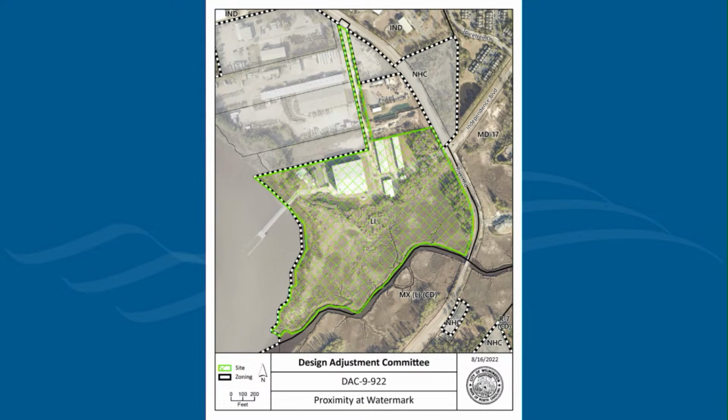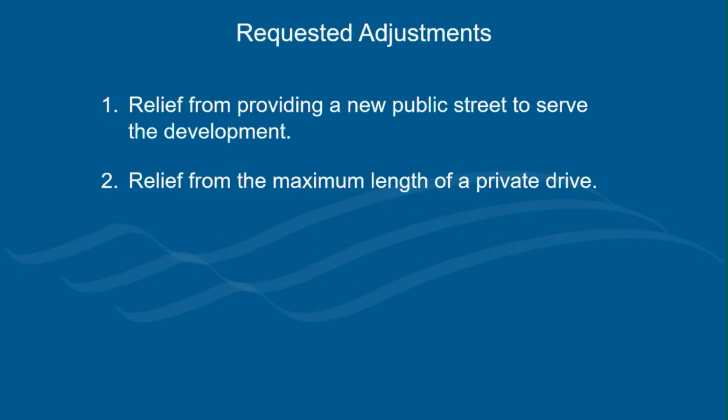The site does have access to water and sewer mains along River Road, and a stormwater management permit will be required. I will state that they are reducing the amount of impervious coverage on this site based on the redevelopment that's being proposed. For today's meeting, the technical standards require a public street or streets to serve multifamily development that contains 50 or more units or has any principal structure more than 500 feet away from an existing public street. And the technical standards also stipulate that a private driveway must not exceed 500 feet in length. So today they're requesting relief from providing a new public street to serve development and relief from the maximum length of a private driveway. I'll be happy to answer any questions, and the applicant is present as well.